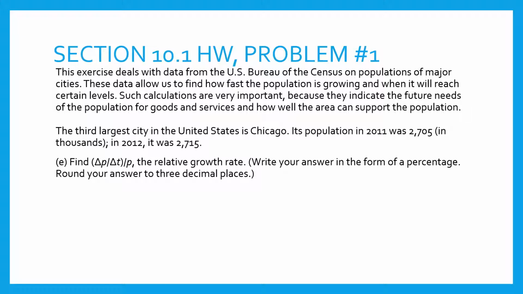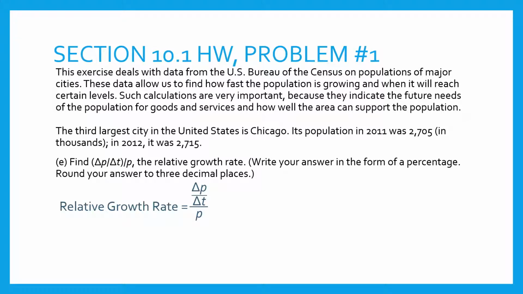The last part of this problem wants us to find the relative growth rate. I've typed in another little hint for us here. It says to write your answer in the form of a percentage. I said at the beginning of this problem that it's pretty obvious when you get to the homework that they want you to write this as a percentage, because at the end of the little box where you type in your answer, they have a percentage symbol. So we'll just have to remember that, because our answer is going to be in decimal form and we'll have to convert it to a percentage.